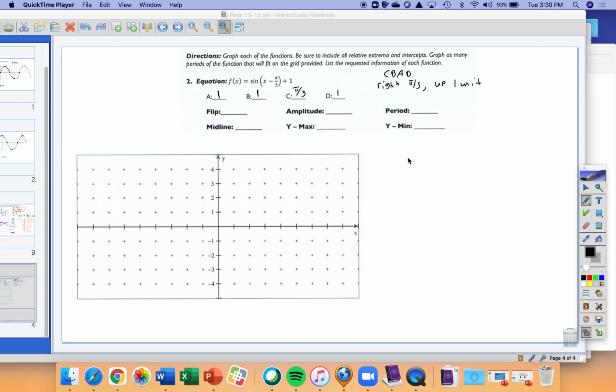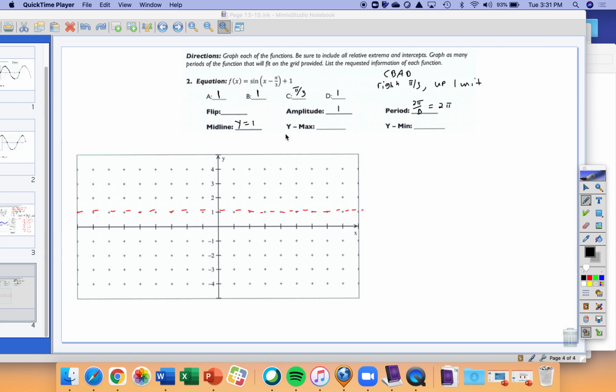Okay, so the amplitude is unchanged because A is 1, so amplitude is still 1. And the period is 2 pi divided by B. Since it's 2 pi over 1, the answer is just 2 pi. So the period is unchanged, which should make sense because there is no horizontal stretch or shrink to this function. The midline is always the D value because we are shifting the graph up 1 unit. The midline is going to be y equals 1. So if I was to draw a dotted line at the y value of 1, that should be the middle of my function when it's all said and done.